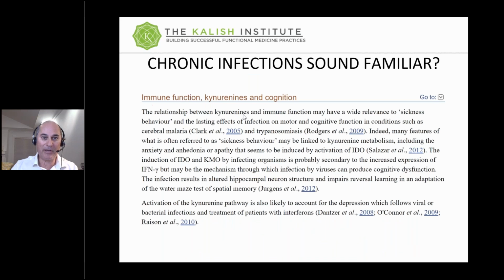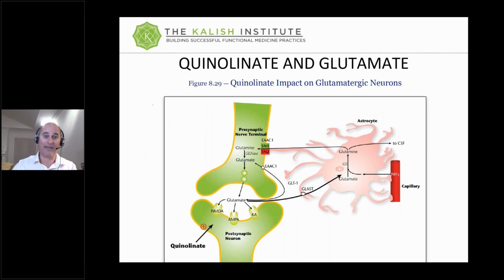So the relationship between kynurenines and immune function may have a wide relevance to, quote, sickness behavior and lasting effects of infection on motor and cognitive function in conditions such as cerebral malaria and something I can't even try to pronounce there. But what we see in terms of sickness behavior, chronic yeast infections, chronic H. pylori infections, chronic Giardia infections, the same exact mechanism of action as they talk about in these research studies. We're just applying it in a slightly different way to different kinds of infections.